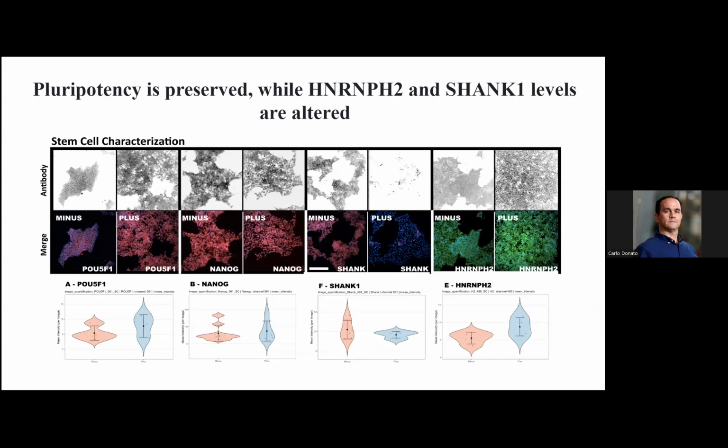And first we check that the starting iPSCs are similar. So both minus and plus lines show the same pluripotency markers, both OCT4 and NANOG. We also look at H2 and SHANK1 to confirm that we have a matched baseline. And this tells us that pluripotency is preserved in both genotypes. So any later differences are not caused by unequal starting cell states.